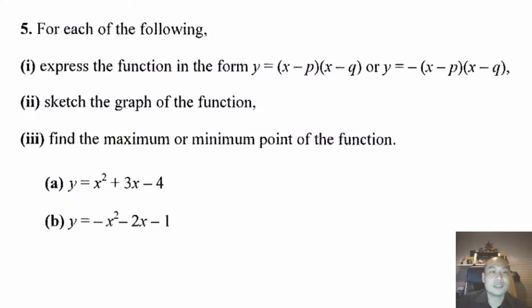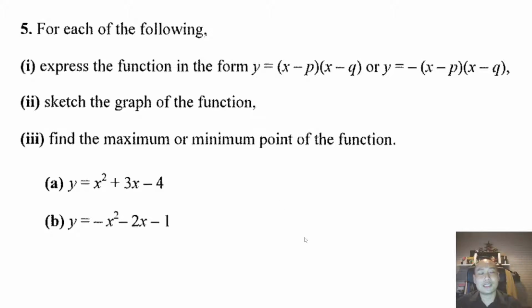Right, the next question. Again, this time round we have 2 examples. You can see that the first one, A, you can tell already this is going to be a U-shaped curve. B is going to be an N-shaped curve, and that's why I give you 2 examples like this, so that you practice one of each type. But this time round, instead of asking you to complete the square, I want you to factorize it. Factorize first, sketch, then after that identify the maximum minimum point.